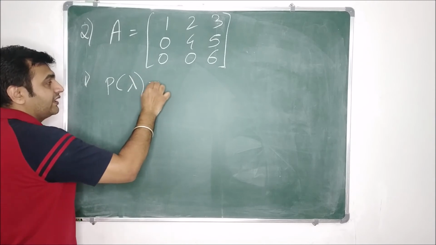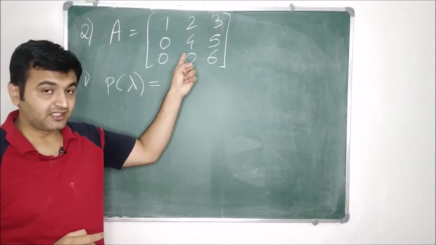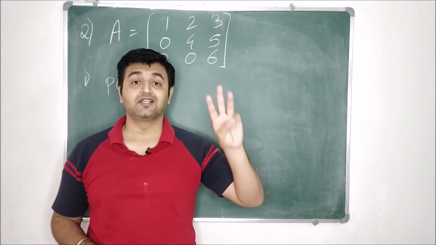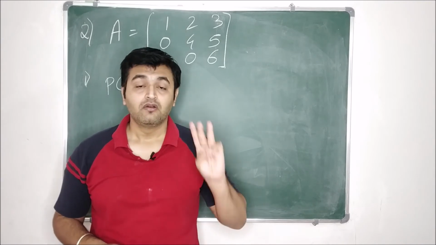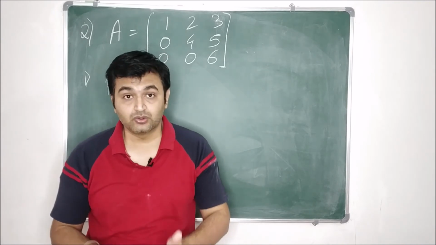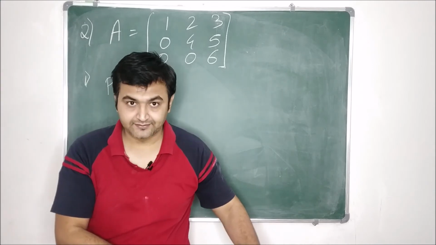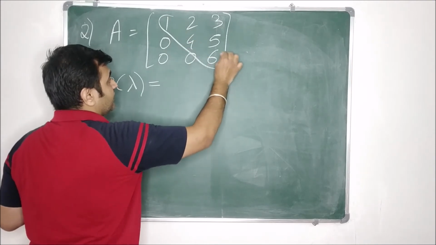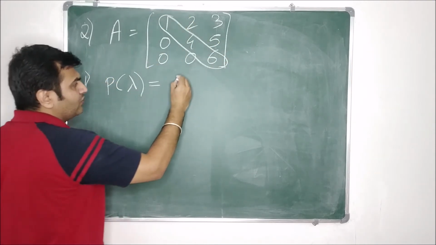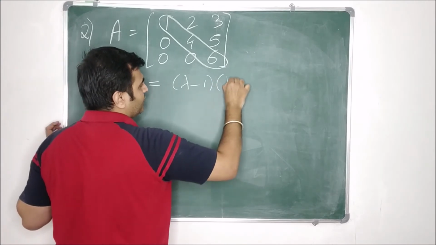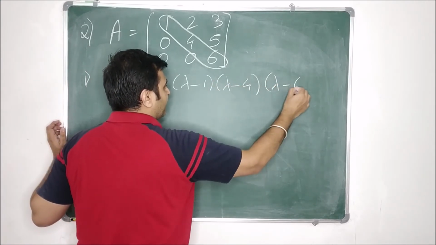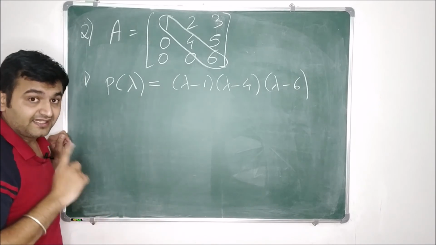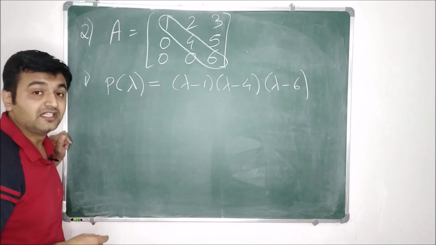Now keep one thing in mind. Whenever you have an upper triangular matrix, and this is an upper triangular matrix, or lower triangular matrix or diagonal matrix, for these three families, your eigenvalues are always the diagonal entries. It will come out, I mean, you try to find out. You will get (lambda - 1)(lambda - 4)(lambda - 6). So the characteristic polynomial is lambda minus the diagonal elements.